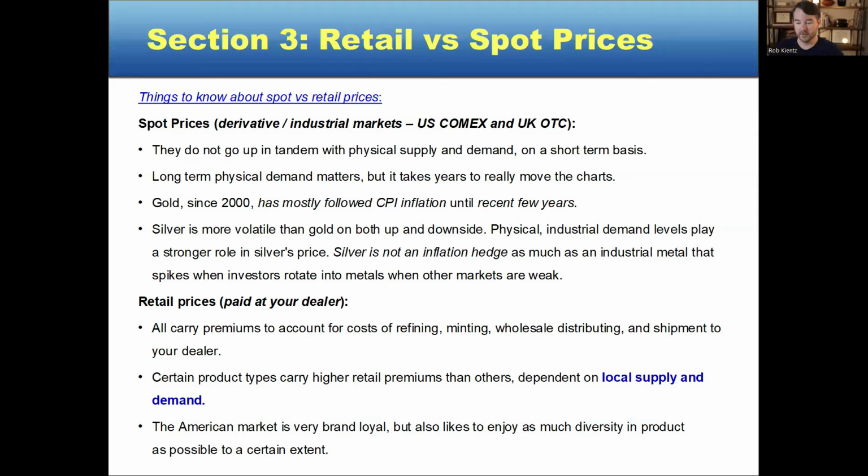It's the older, more stable dog with the yappy dog. Silver will follow gold, but it's yapping the whole way. It's more like this the whole way. It's kind of a good way to describe it.